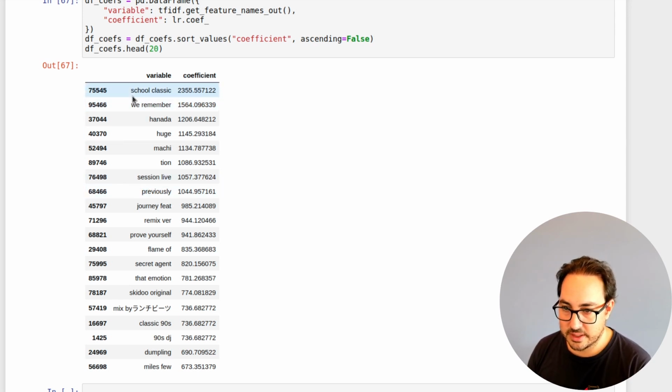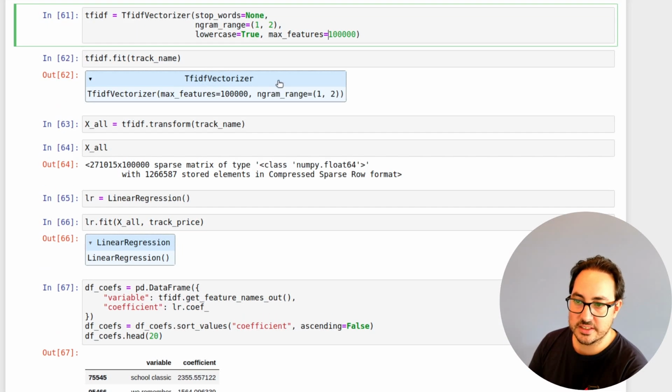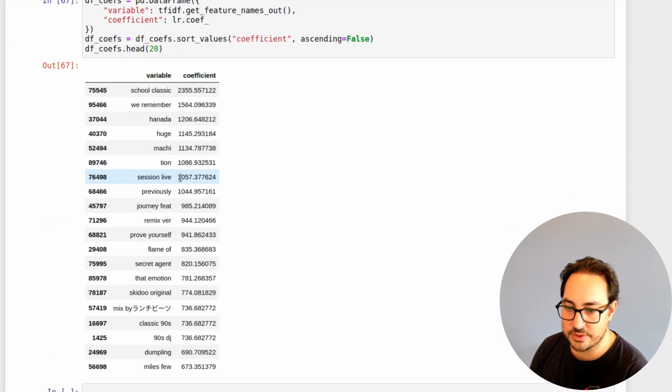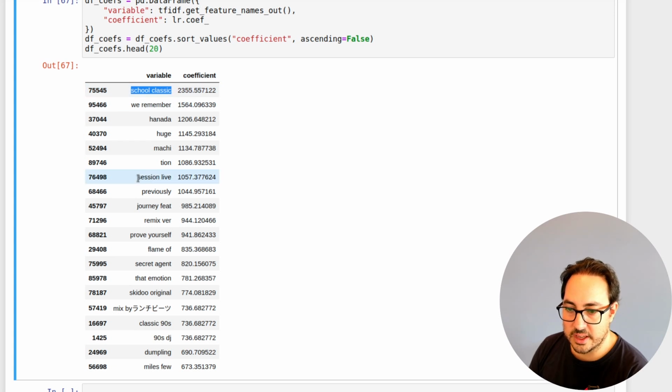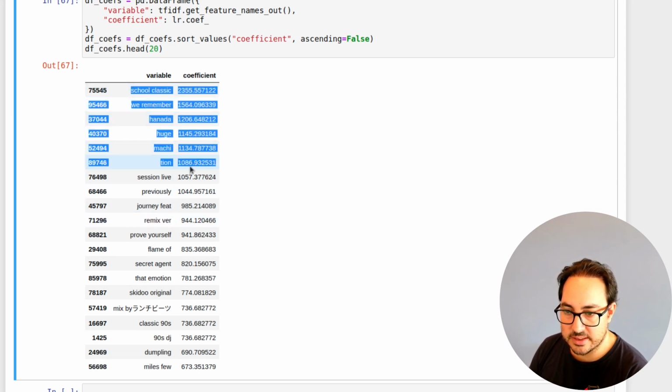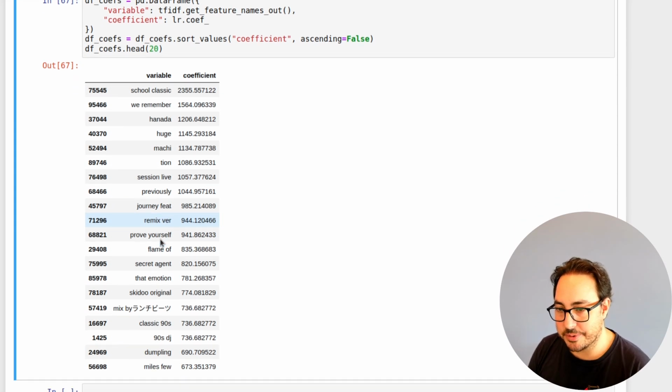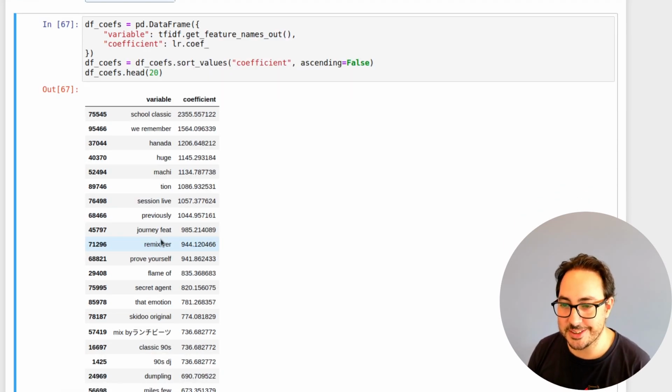As I changed the vectorizer to work from 1 to 2, we are able to create features with one word and with two words. So that's why you see these two-word combinations. And okay, session life, interesting. Remix again, and these I don't know why they are here, but okay, I think maybe this is a valid approach to be a more commercially minded musician.